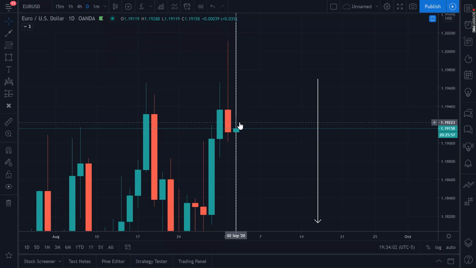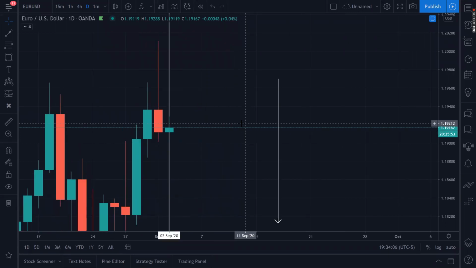Okay, when you look at these charts, we're not trading. The New York session is closed, right? So the New York session is closed.